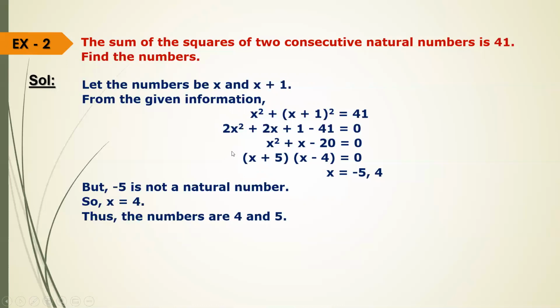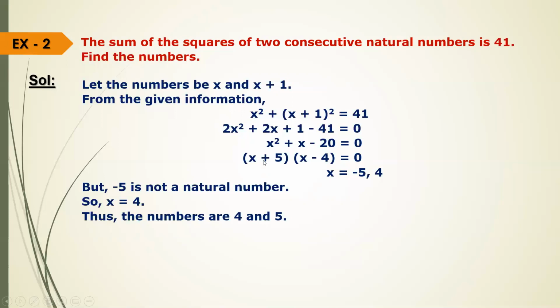From the first two terms take x common. What will be left? x minus 4. And from the second two terms take 5 common. What will be left? x minus 4. So now we will equate both of these brackets to 0.